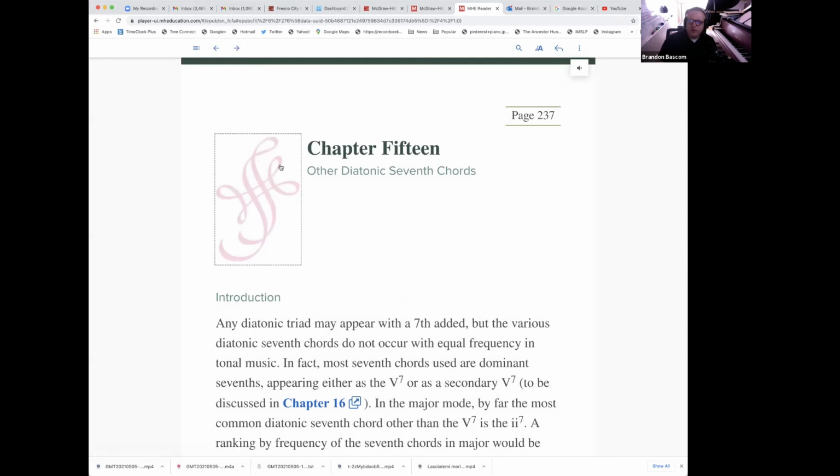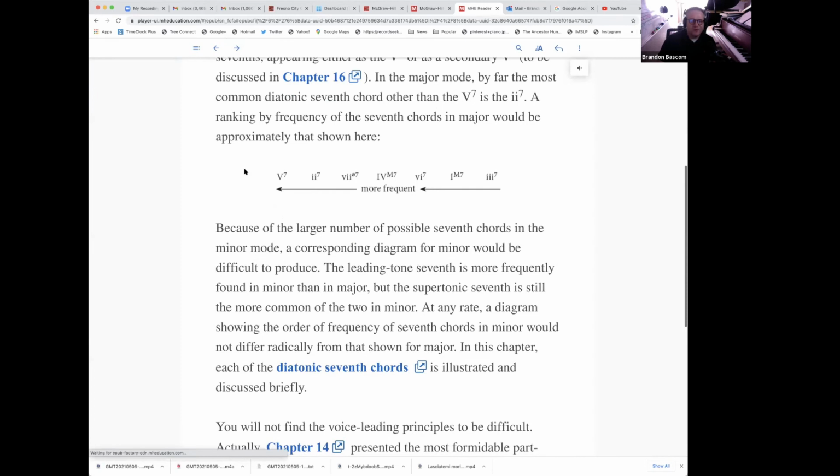And then we talked about, most recently, in chapter 15, the other diatonic 7th chords. I would know this chart. Frequent use to less frequent use of the 7th chords that are not your dominant 7ths, which are on the end of it because it's the most frequently used. But know those. That will show up on your final.